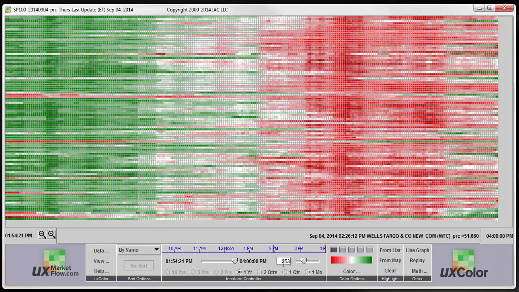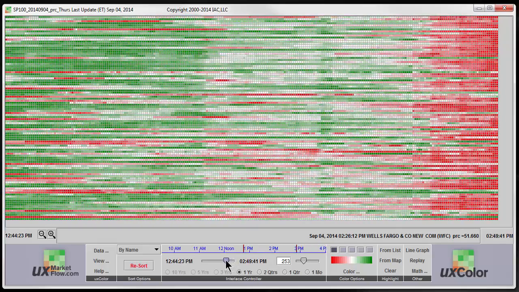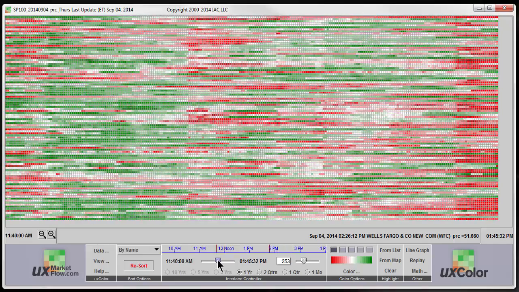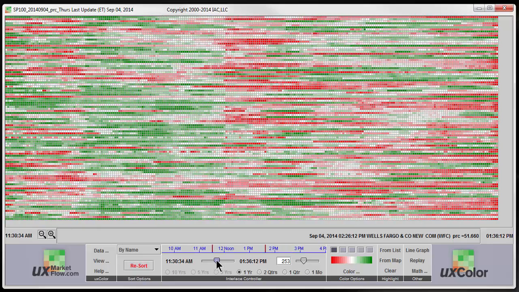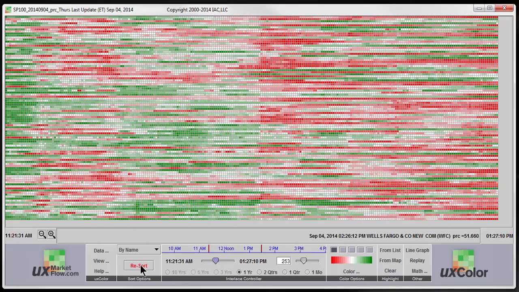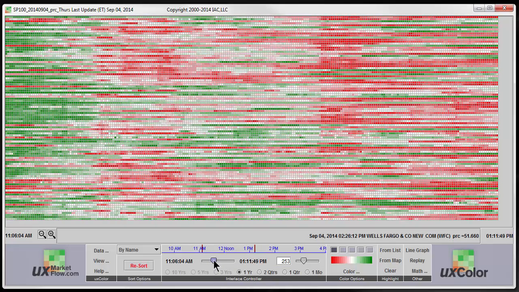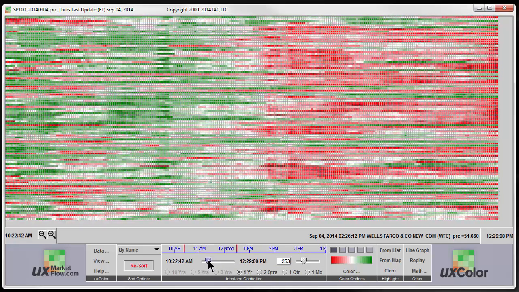The map opens in 253 observations, about a third of a day. There's about 780 or 785 observations at 30-second during the day. I can take that one-third of a day bandwidth and scroll it back in time, the interlace window, and there's a pretty homogeneous, heterogeneous pattern in the market. You'll see this resort light comes on. It's just telling me that if I had a sort that was dependent on the time frame, I need to resort. I'm going to go back here to the morning.